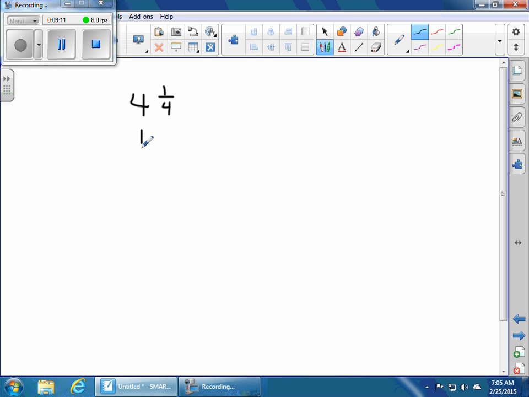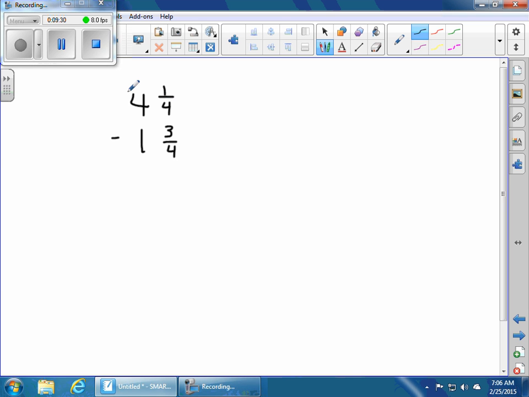So let's say we have 4 1/4 minus, we'll just make it easy for now, 1 3/4. Well, you can't flip your numbers around. That's one mistake that my students often want to make. You have to look at fractional parts first. And you can't subtract 3/4 from 1/4.